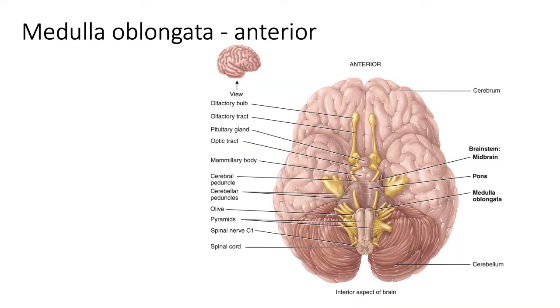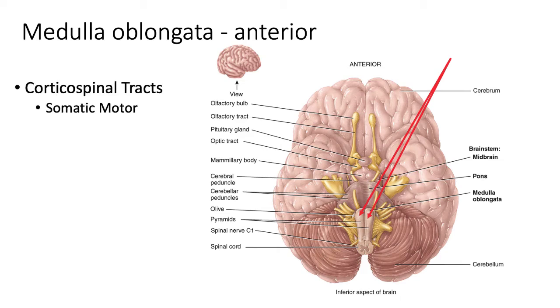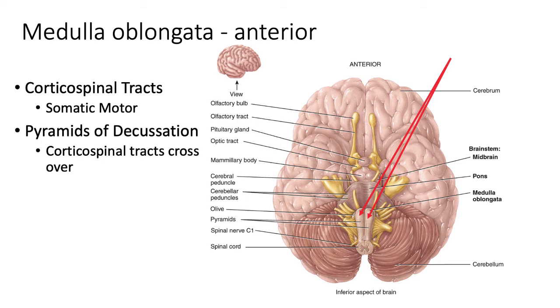On the anterior surface of the medulla, you can see two protruding bulges. These are the descending motor tracts that control the voluntary movements of the limbs and trunk. These are called the corticospinal tracts. Motor neurons carrying instructions from the right cerebral hemisphere cross over and end up on the left side of the cord. And 90% of the neurons in the corticospinal tracts cross over here in the medulla. The point where they cross over is called the pyramids of decussation.